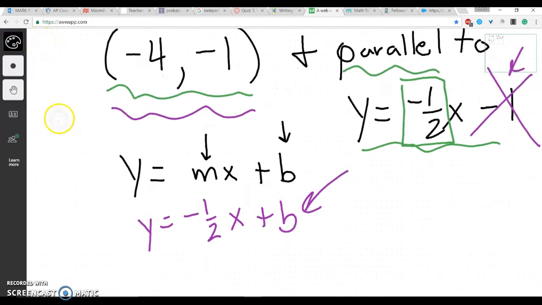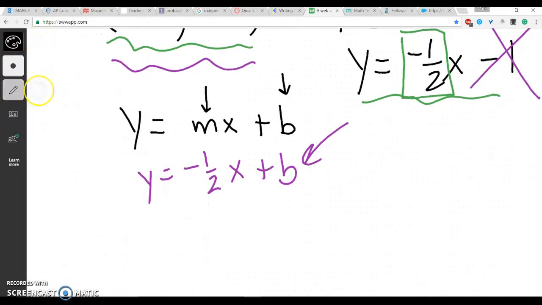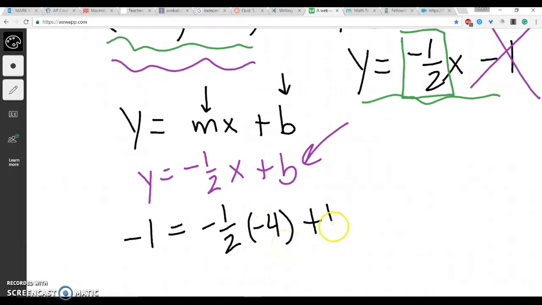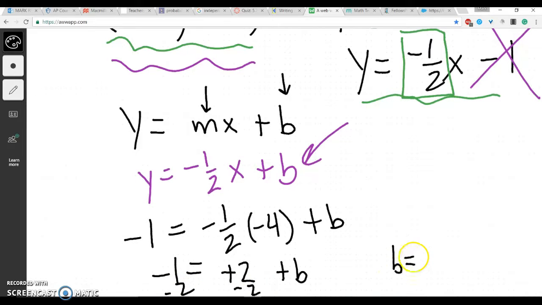So that's -4 and -1. I'm going to go down here, plug in -1 for y and -4 for x, and then I'm going to go through and solve. So -1 equals, well, -4 times -1/2 will give me +2, plus b. So I'm going to subtract 2, and I'll get b is equal to -3.